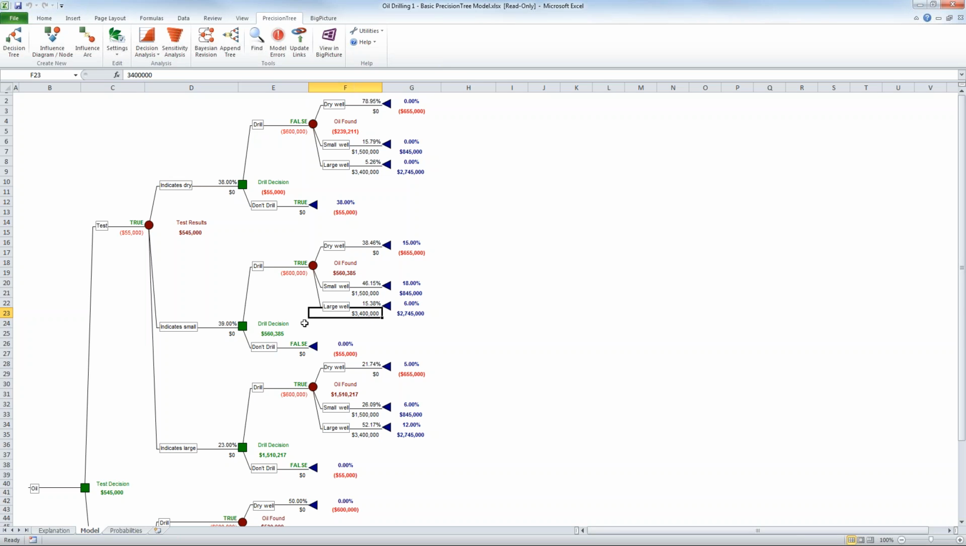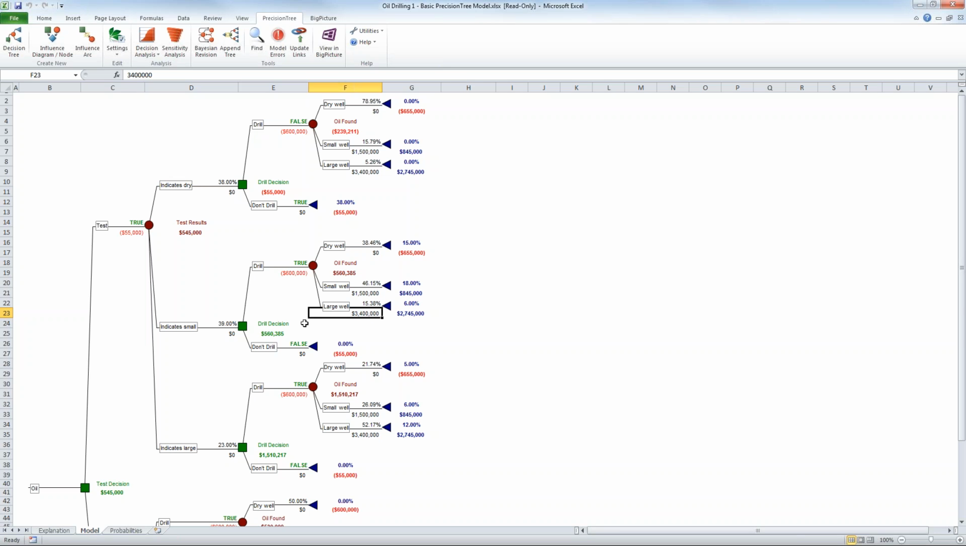And the tree indicates the best decision is to run the geological test and then drill only if the results indicate a small well or a large well. Well, you could have come up with that on your own. It makes sense. You could have done that with your gut. Because obviously, if you test and it indicates that it's dry, you're not going to drill. So it's not like rocket science at that point.